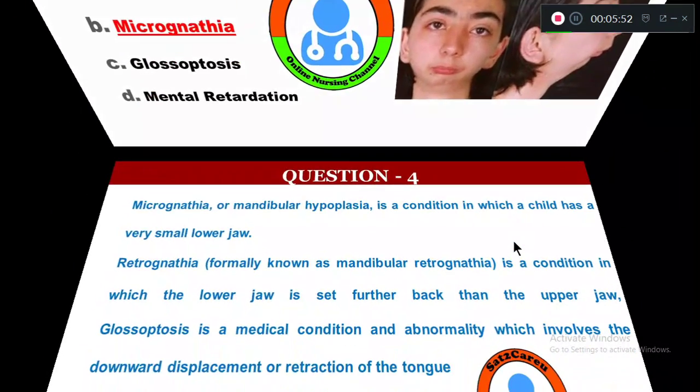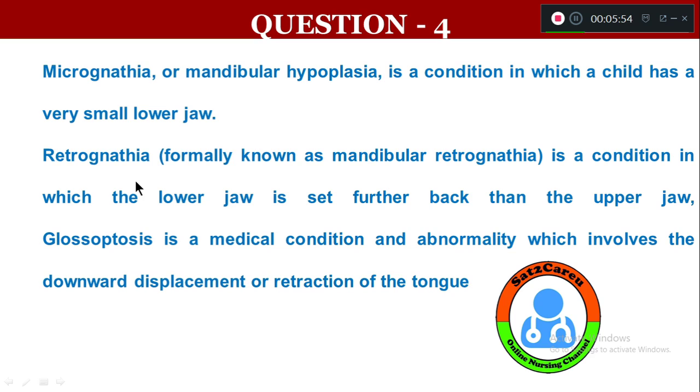Question number 5. First we have the rationale here: micrognathia, or mandibular hypoplasia, is a condition in which a child has a very small lower jaw. Retrognathia, formerly known as mandibular retrognathia, is a condition in which the lower jaw is set further back.